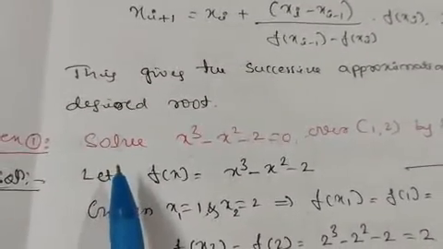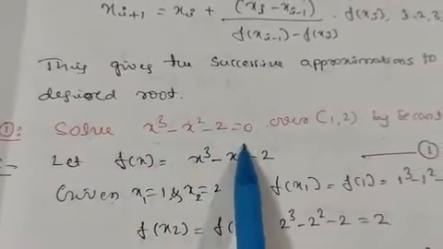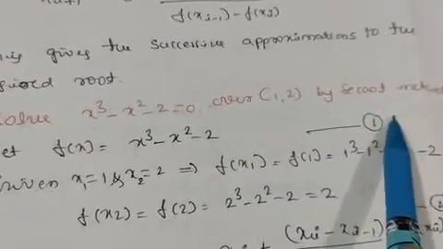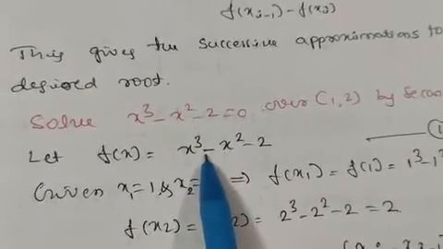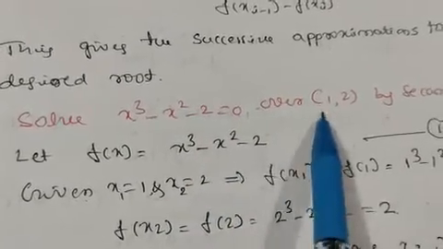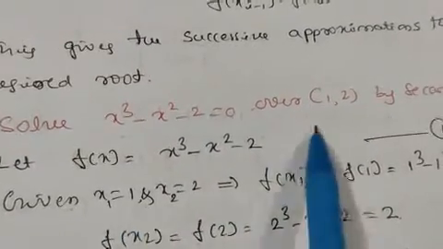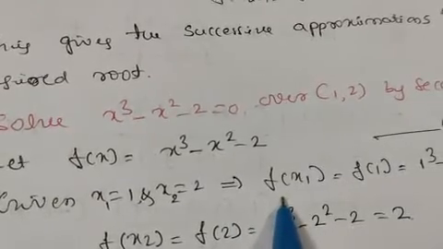Take one example. Solve x cube minus x square minus 2 equals 0 over the interval 1, 2 by the secant method. First take f of x as x cube minus x square minus 2, and take these two as x1 and x2. So x1 equals 1 and x2 equals 2. You have to find f of x1 and f of x2 also.